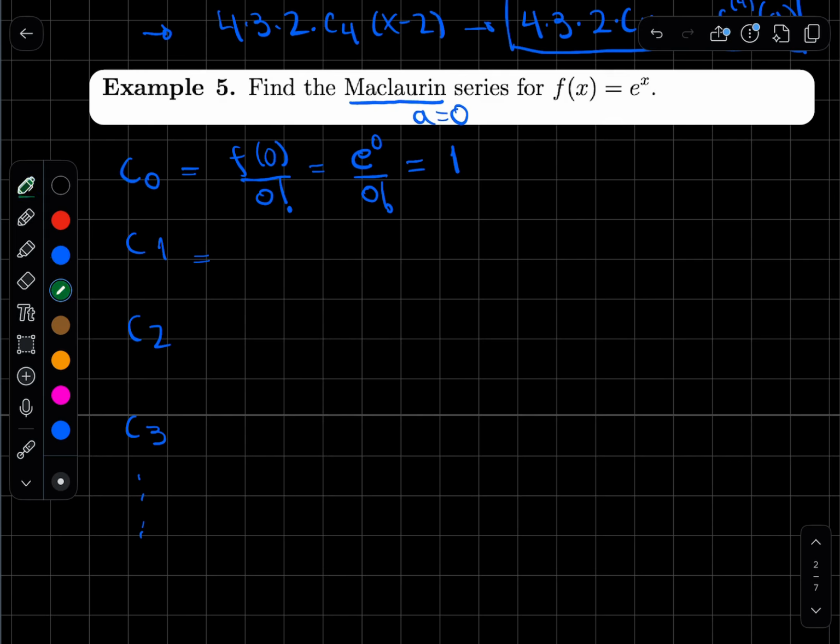Now I need to find C1. For that, I need f prime of 0 over 1 factorial, so 1 derivative. And then what's f prime of x? It's e to the power x again, the derivative of e to the power x. So I'll say it's e to the power 0 over 1 factorial, which is again 1.